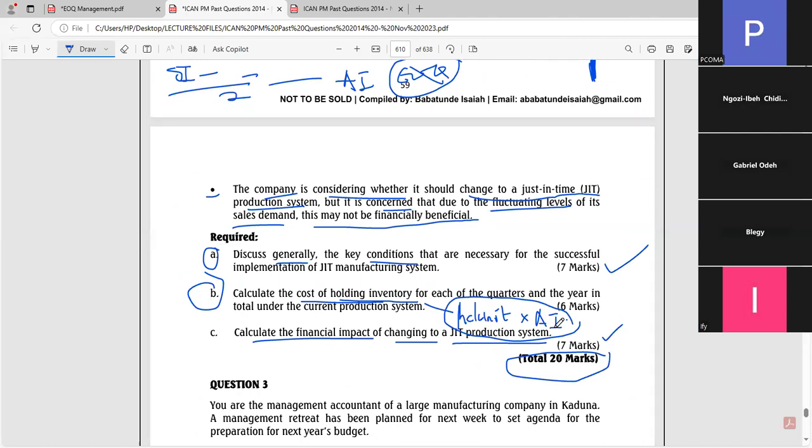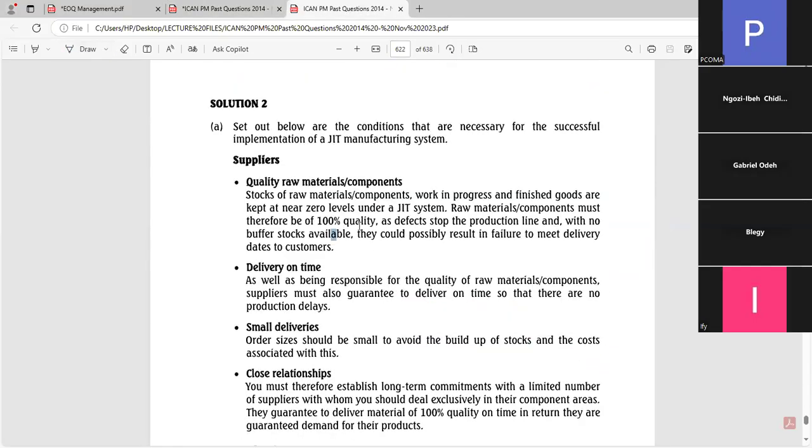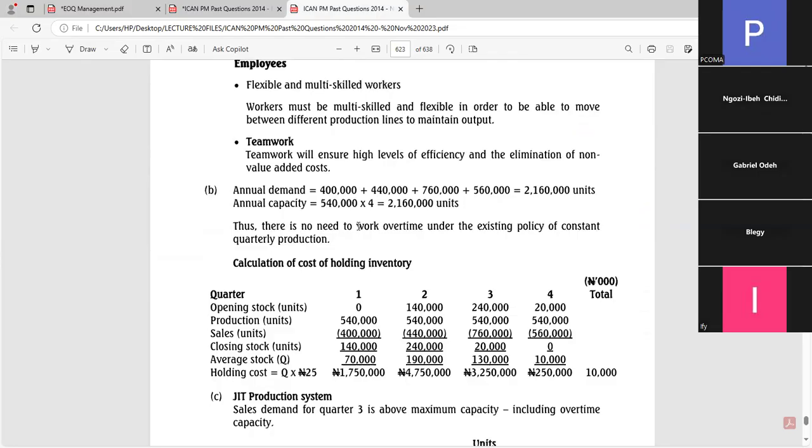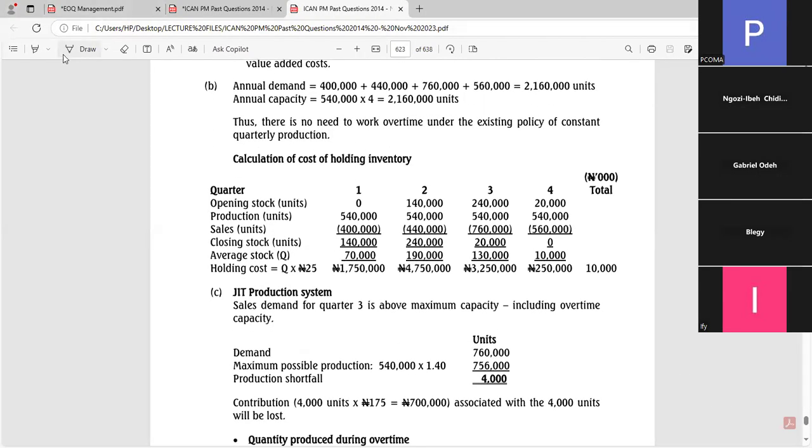I wonder why ICAN will send this kind of question. It's rubbish to me. I need to challenge them. It's rubbish. So let's just go and solve it. Don't swear for me, your mind is okay. It's rubbish, don't worry. Let's solve this question now.